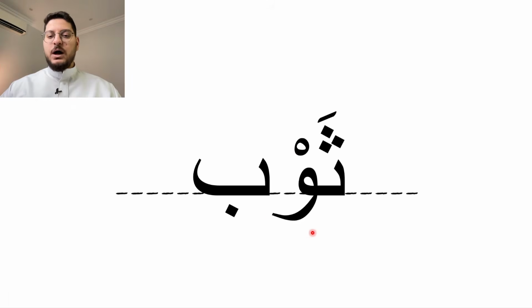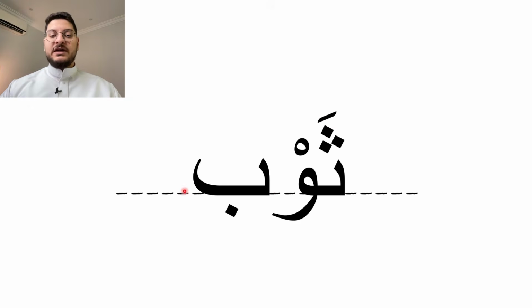I have the wow, right? But the wow here is not in orange, so it's not making anything long. And it has this circle, which means it doesn't have a fatha, so it's not wa. It doesn't have a kasra, so it's not we. And it doesn't have a dhamma, so it's not woo. It's just woo. So I would read it as thaw, thaw, right?